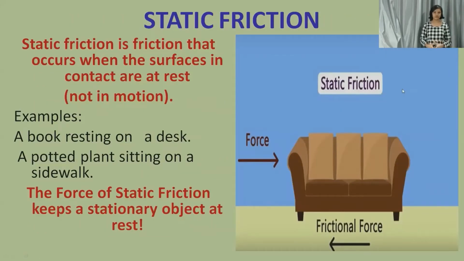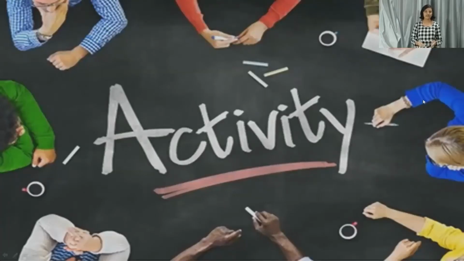Static friction occurs when the two objects which are in contact with each other are at rest, which means they are not in motion. An example is a book resting on a desk. This displays static friction. The force of static friction keeps a stationary object at rest. If we want to move an object, then the force exerted on the object should be greater than the static friction. Now, I will try to explain this better with an activity.